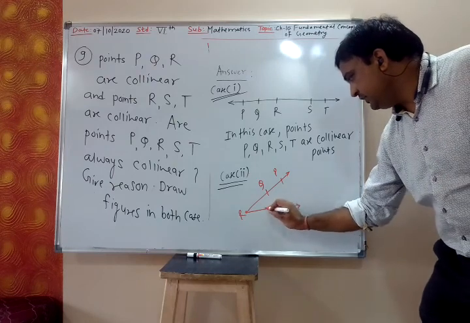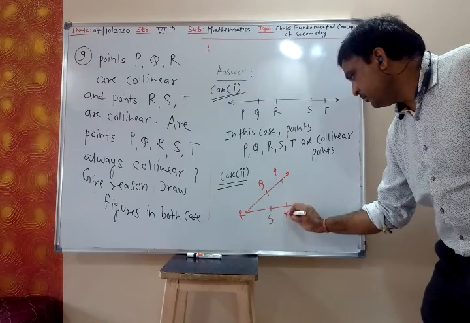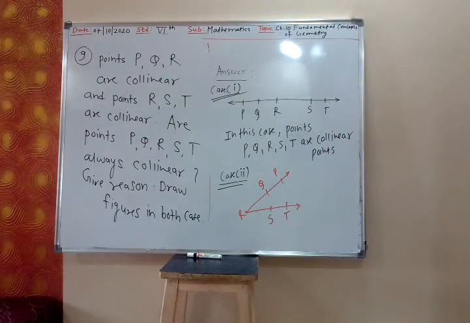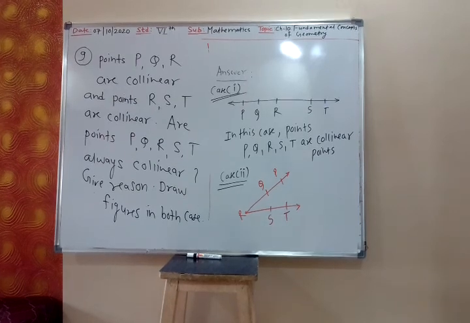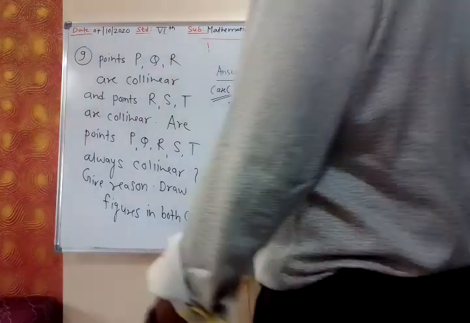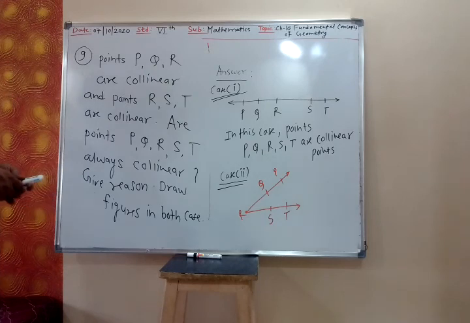This is my S, R, this is my S, and this is my P. Now it is clear, right? PQR, it is clear, right? PQR and RST, whether the points are collinear, tell me. They are lying on the rays.